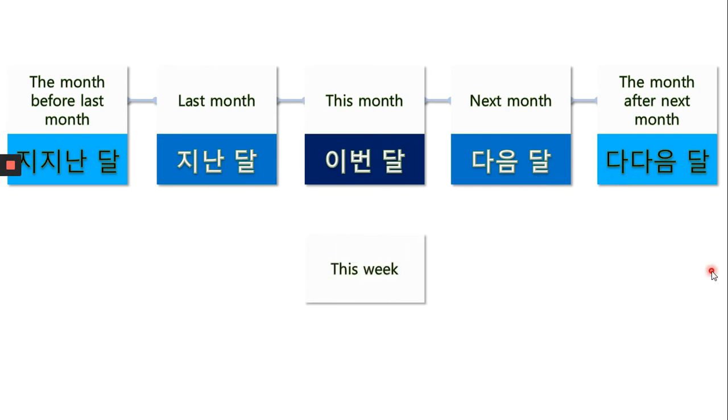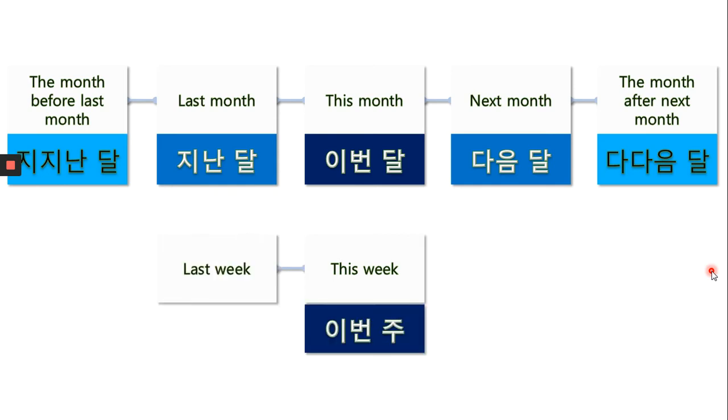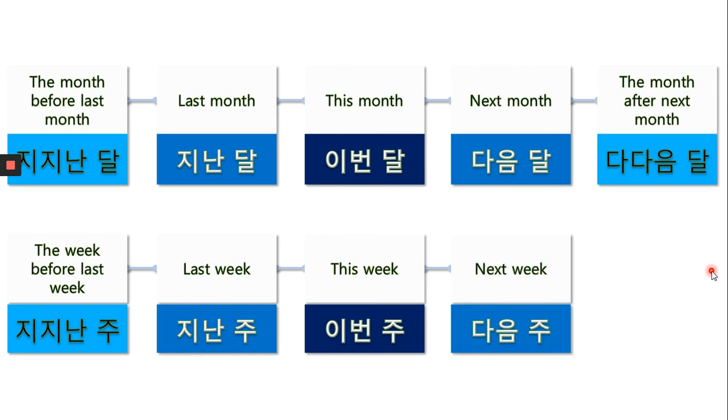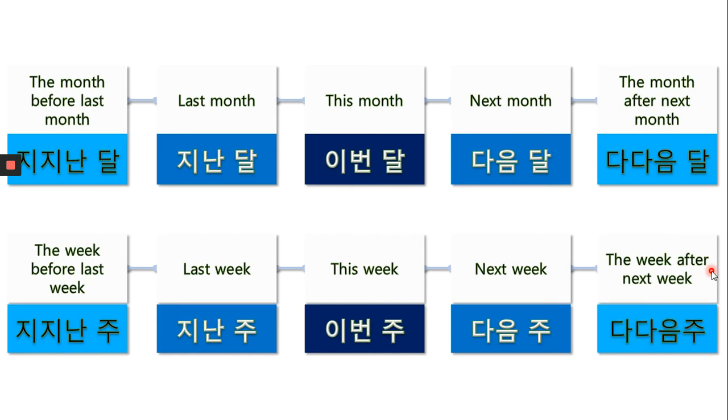This week is 주, okay? So, 이번 주, last week, 지난 주. It's simple, right? How about the week before last week? 지지난 주. Next week, 다음 주. The week after next week, 다다음 주. Okay. 이번 주, 지난 주, 지지난 주, 이번 주, 다음 주, 다다음 주.